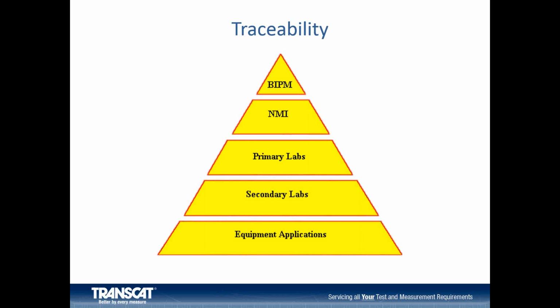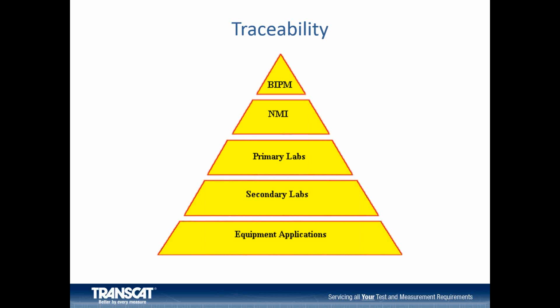And then we have secondary laboratories. These are the calibration service providers to end users. And finally, we have the equipment applications, the users of test equipment. These are most of our customers. These are most of you people out there, I hope. And then actually, I can add another one on the bottom. And that would be the consumers, your customers. All these things are interrelated. Each level is linked to the one above through calibration documentation to make a complete unbroken chain.